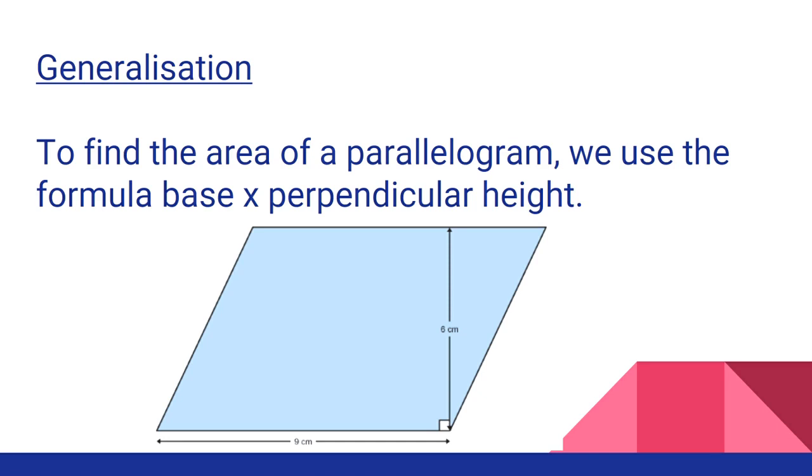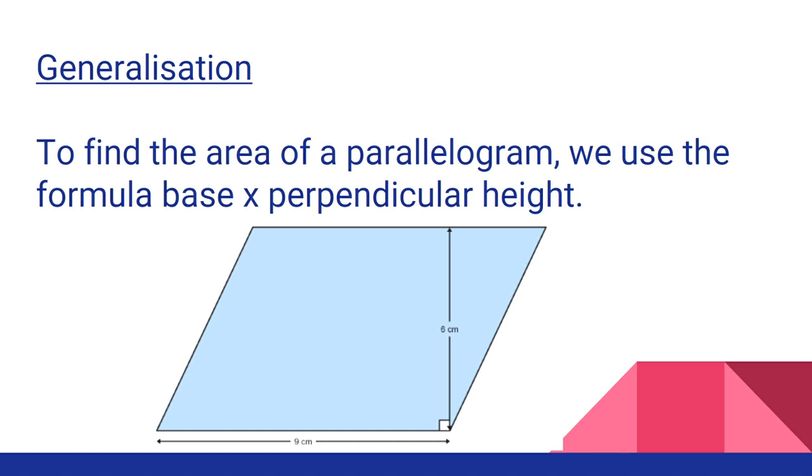Right, so we can say then that to find the area of a parallelogram, we use the formula, the base times the perpendicular height. So like with the triangles, we use the perpendicular height. So in this example on the screen, the base is 9 centimetres and the perpendicular height is 6 centimetres, because those two lines create a right angle that you can see there. So to work out the area of this parallelogram, you would do 9, the base, times 6, the perpendicular height, and your area would be 54 centimetres squared.